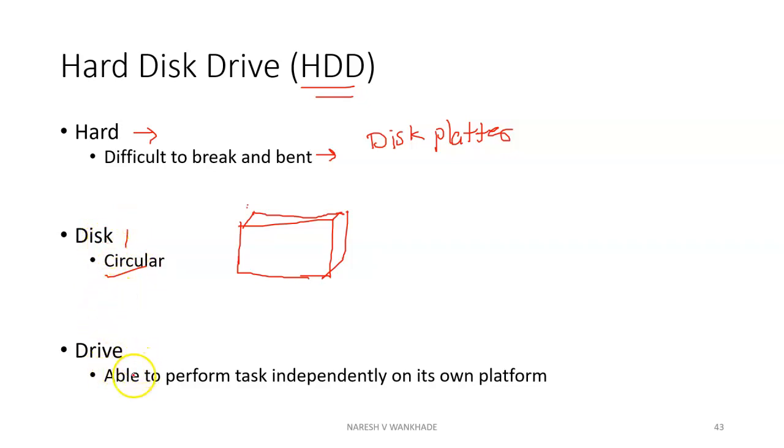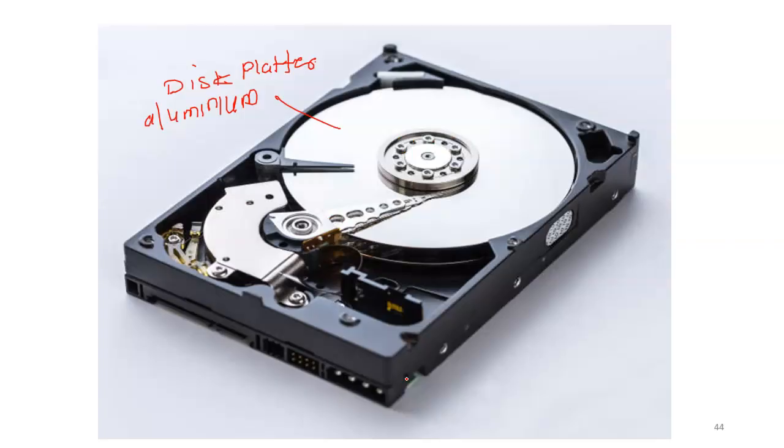And what is the meaning of drive? A component which is able to perform its task independently on its own platform, and doesn't require any other platform, is known as a drive. So collectively, with the help of these three words, hard disk drive, we call that complete device a hard disk drive. Let's see the structure of the hard disk drive.